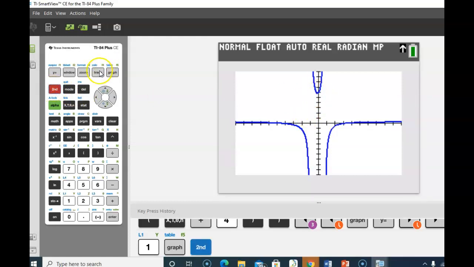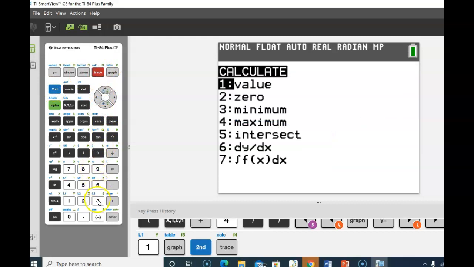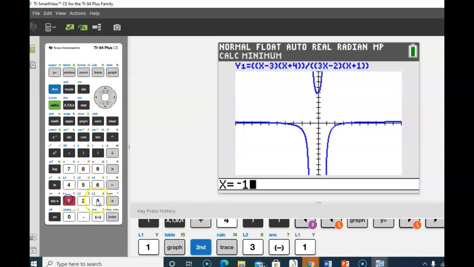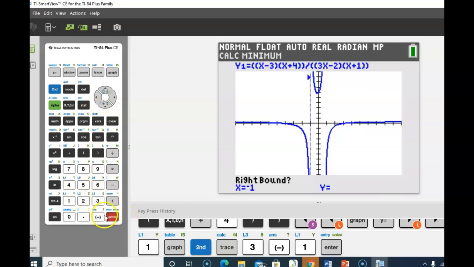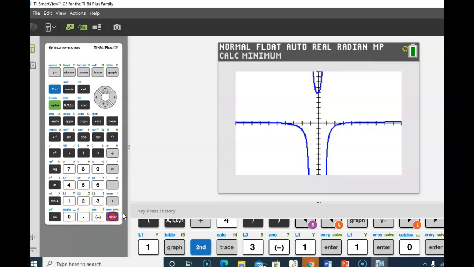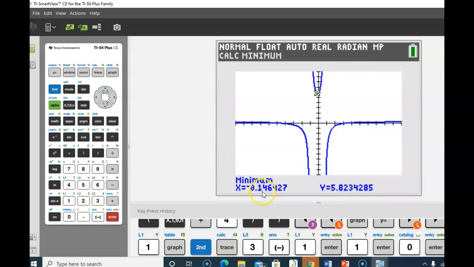So I'm going to find the minimum using the calculator. So we'll look at finding the minimum between -1 and 1. We'll just put 0 in as a guess. So our minimum value looks like it goes down to this 5.82. So our range is going to be from -infinity to the 1/3, and then from 5.82 to infinity.